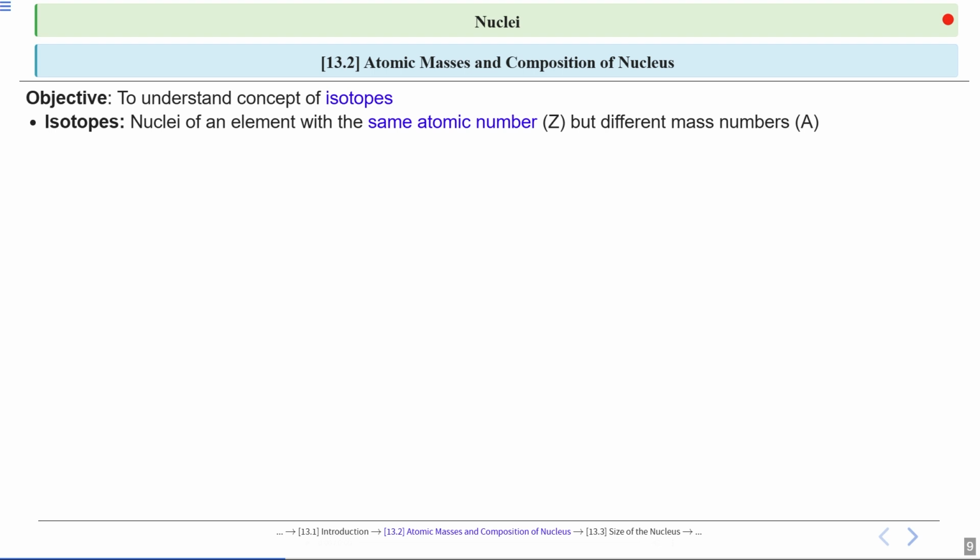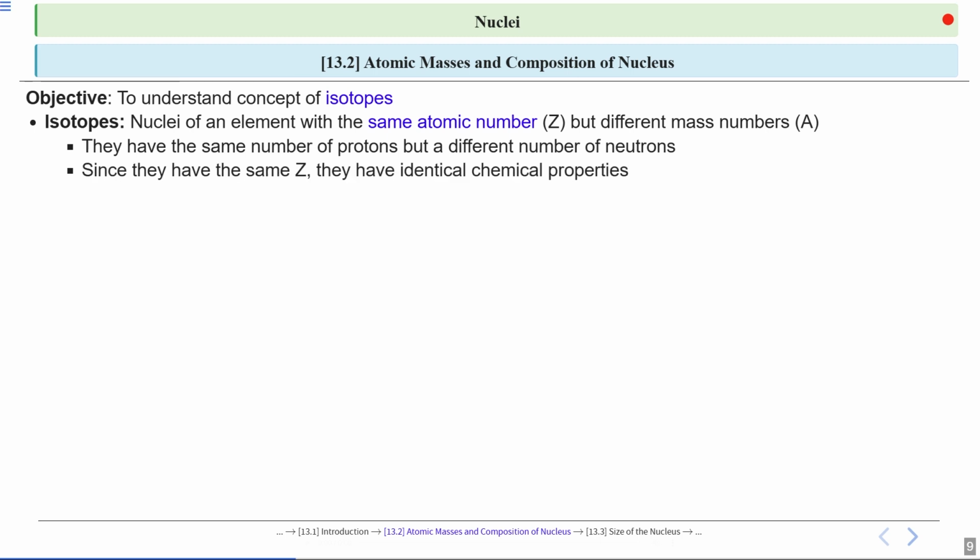Isotopes are nuclei of the same element that have the same atomic number, which we call Z, but different mass numbers, which we call A. Remember, the atomic number tells us how many protons are in the nucleus, while the mass number is the total number of protons and neutrons. Notice here that isotopes have the same number of protons, but a different number of neutrons. For example, if two atoms both have 6 protons, they are both carbon. But if one has 6 neutrons and the other has 7, they are different isotopes of carbon.